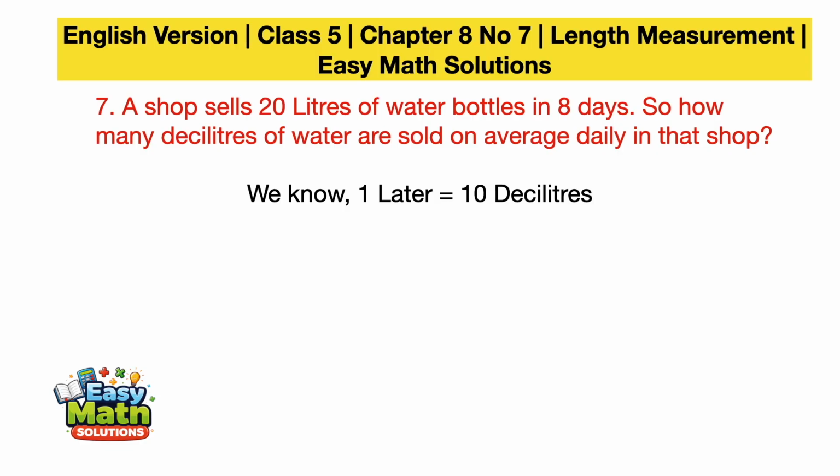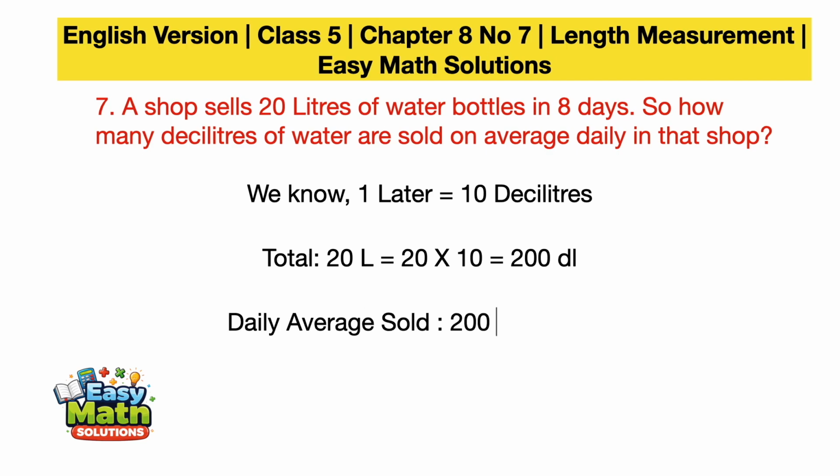Okay, then we need to convert all of the units to what the math wants. This math wants the unit deciliter. Then we need to convert all of them into deciliter. Total 20 liter of water bottle in 8 days. The 20 liter times 10 equals 200 deciliter. Then average sale daily is 200 divided by 8 equals 25 deciliter. Answer: 25 deciliter.